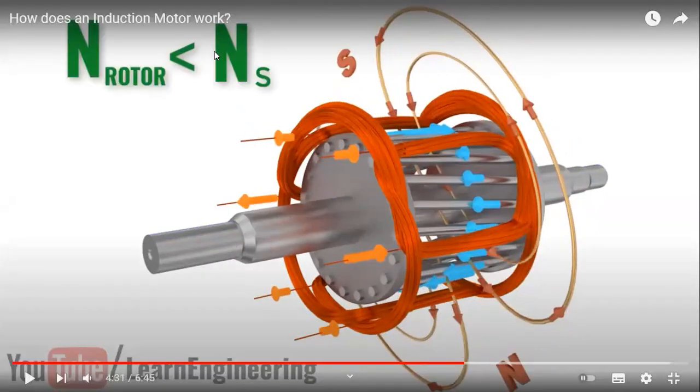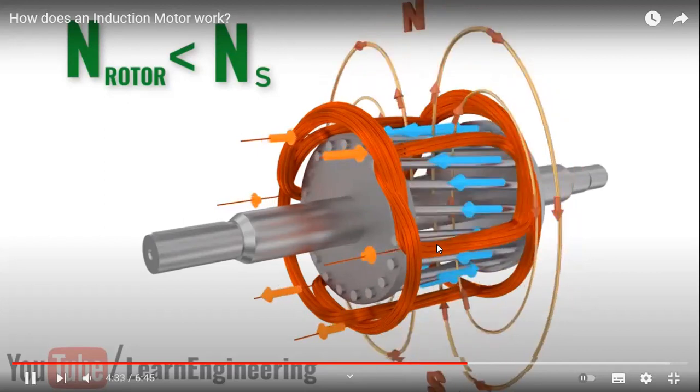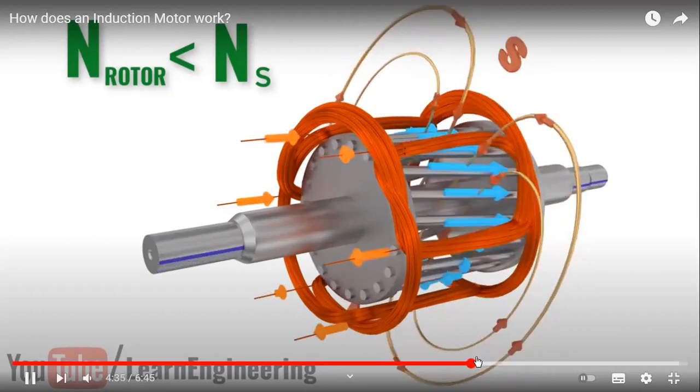So always remember one thing: for the rotation of the motor, the synchronous speed must be greater than the rotor speed, so that the rotor circuit can cut the magnetic field produced by the stator, so that EMF can be induced, current can flow, force can act on the rotor, and the rotor can rotate.